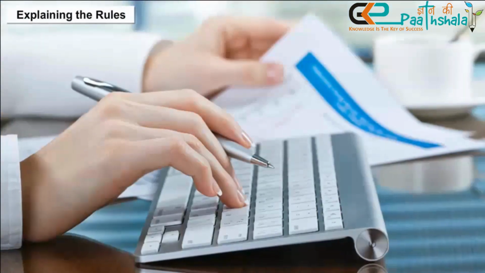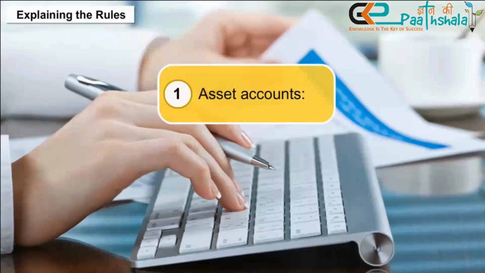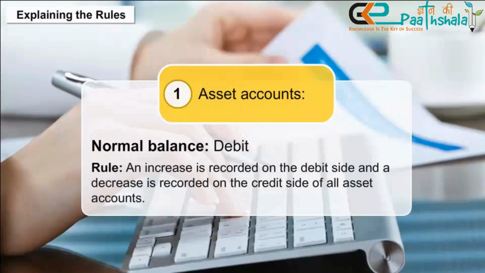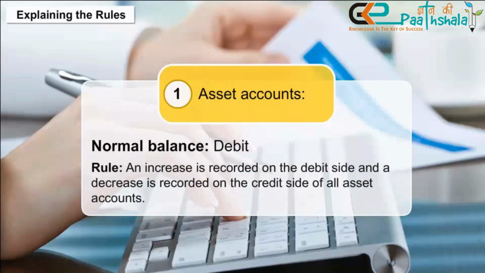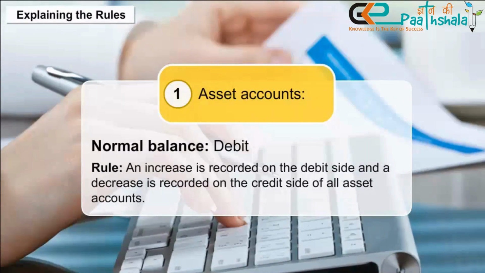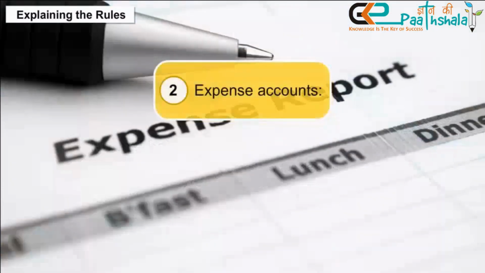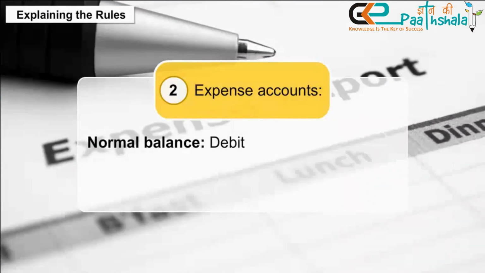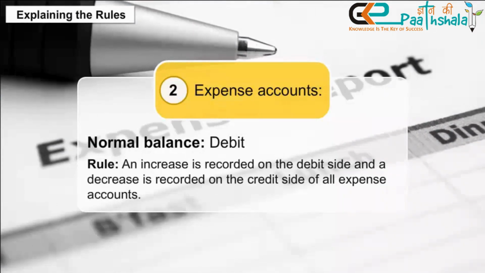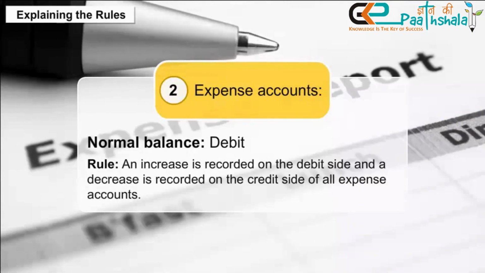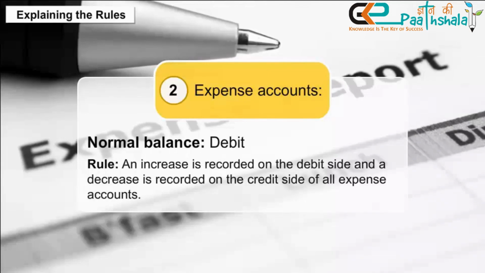Explaining the rules. 1. Asset accounts, normal balance: debit. Rule: an increase is recorded on the debit side and a decrease is recorded on the credit side of all asset accounts. 2. Expense accounts, normal balance: debit. Rule: an increase is recorded on the debit side and a decrease is recorded on the credit side of all expense accounts.